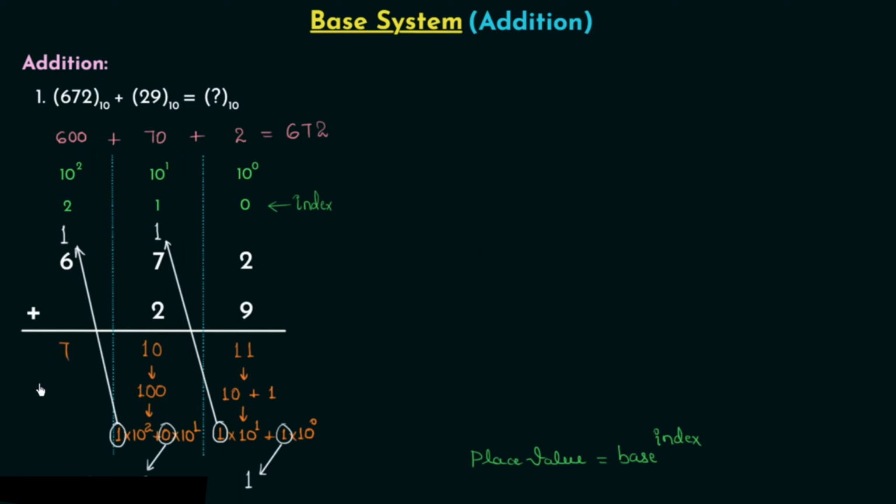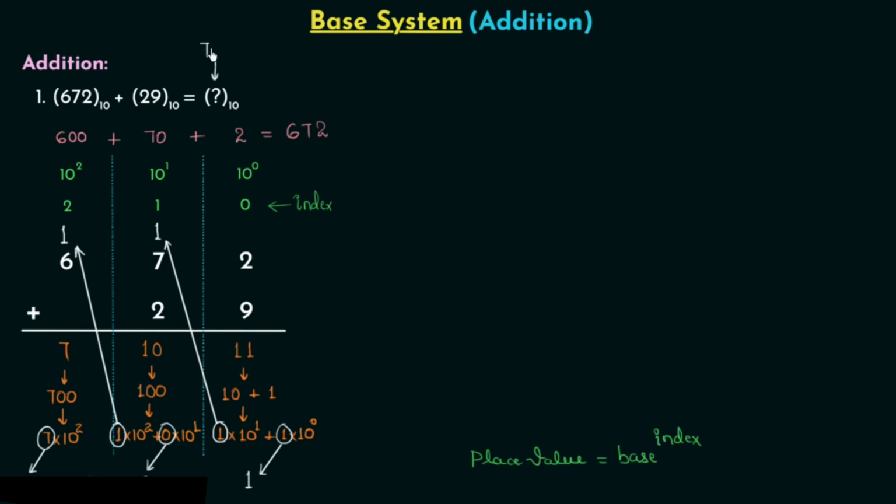Now this 7, when multiplied to the place value 100, will give us 700. 700 we can write as 7 multiplied to 10 raised to power 2. So we have only one digit, and the place value of this digit is 10 raised to power 2, which is the place value of this column. So there will be no carry generated, and this 7 will be our final digit of the result. So the answer is 701 when we add these two decimal numbers.